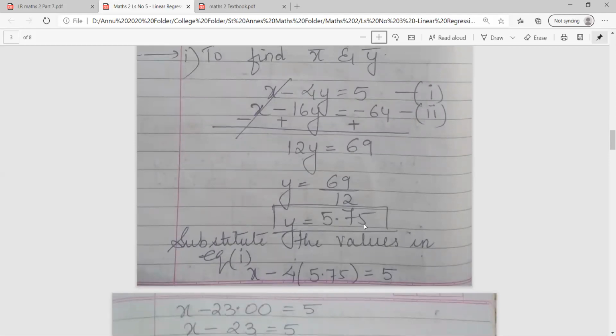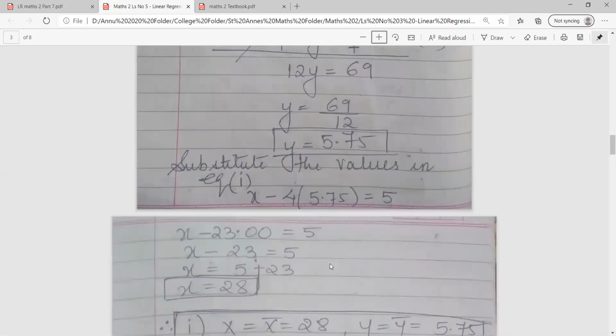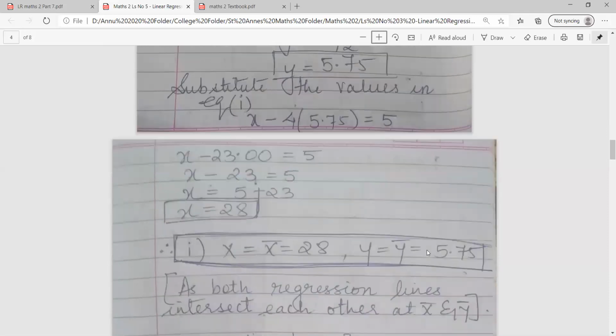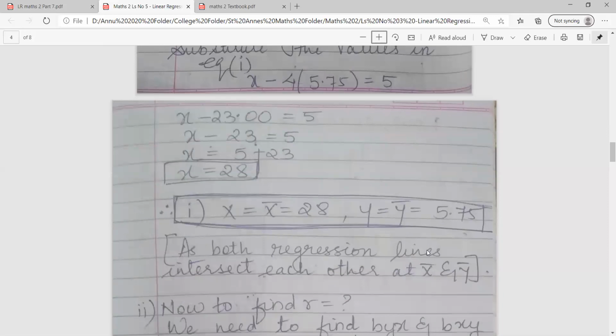Now I'll substitute the value in any one of the equations. You can put it in 1 or 2, whichever you want. As you can see, I've got the value of x to be 28. So x bar is equal to 28 and y bar is equal to 5.75. So basically we got the first part, that is x bar and y bar.